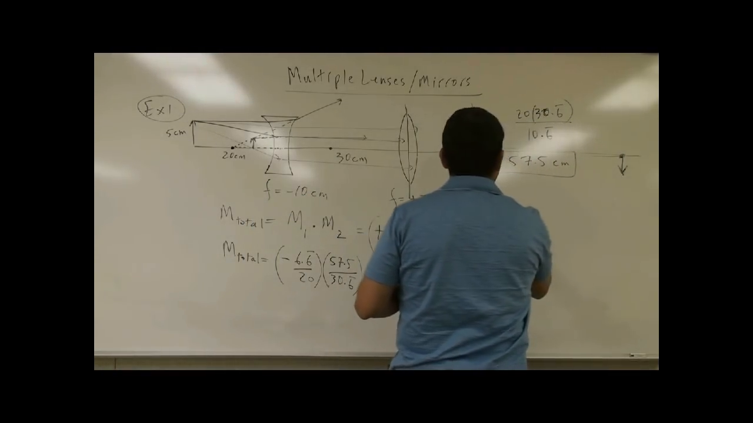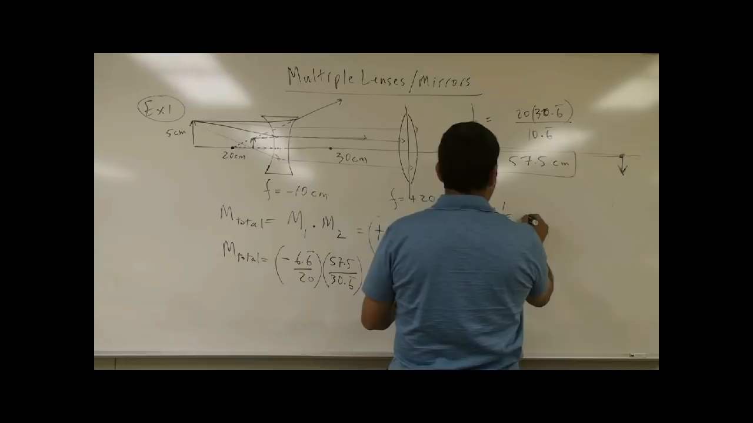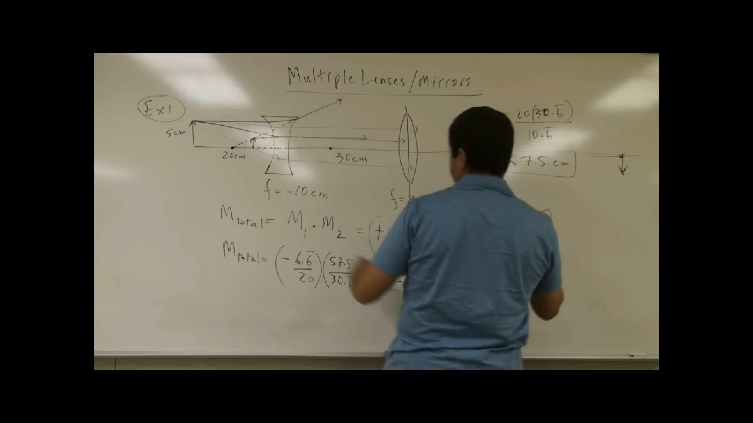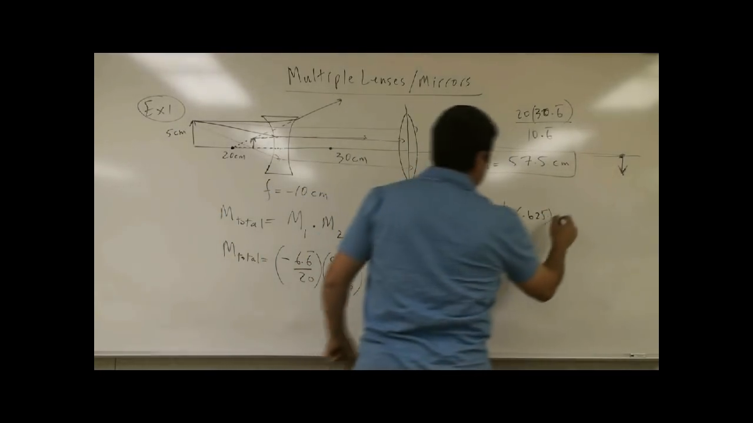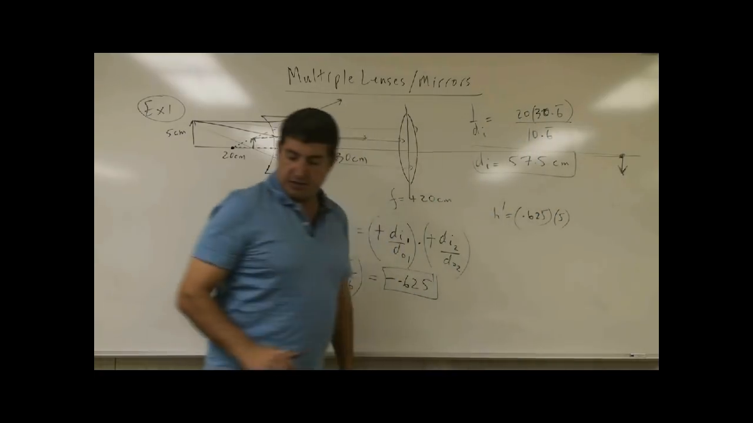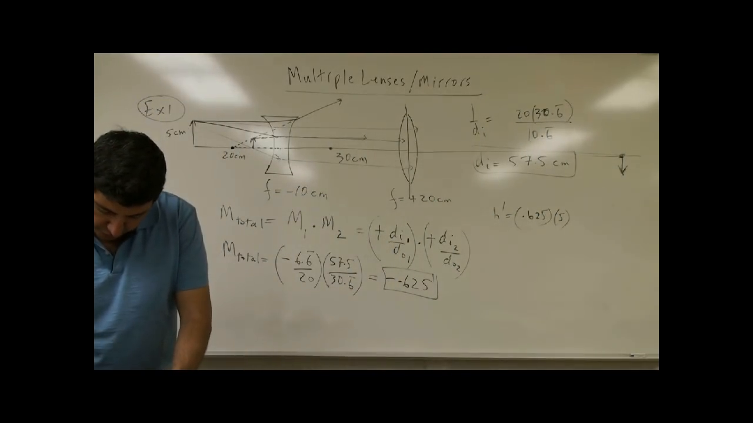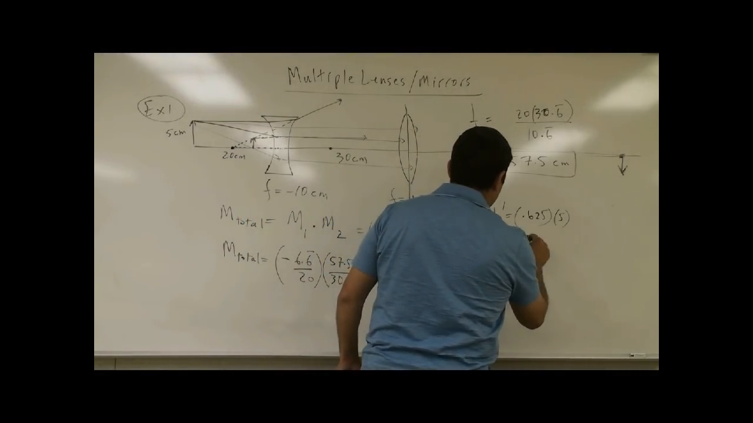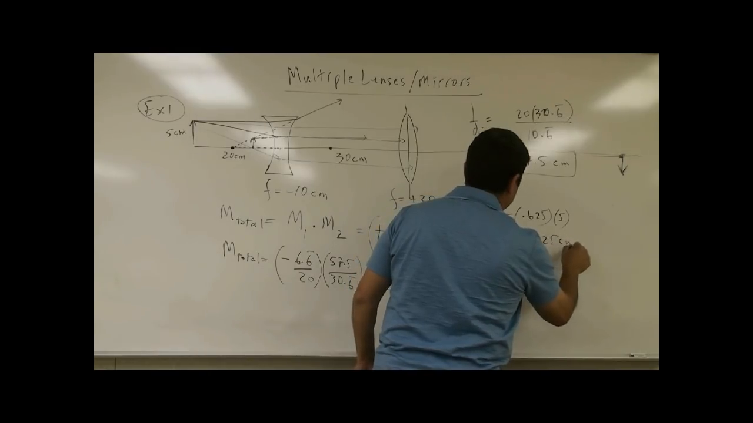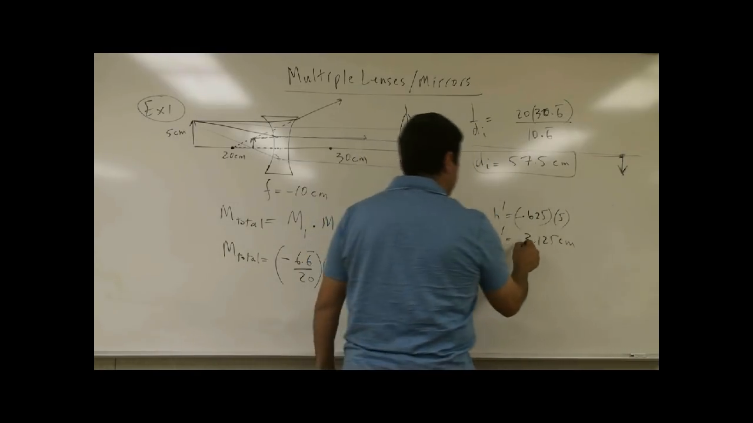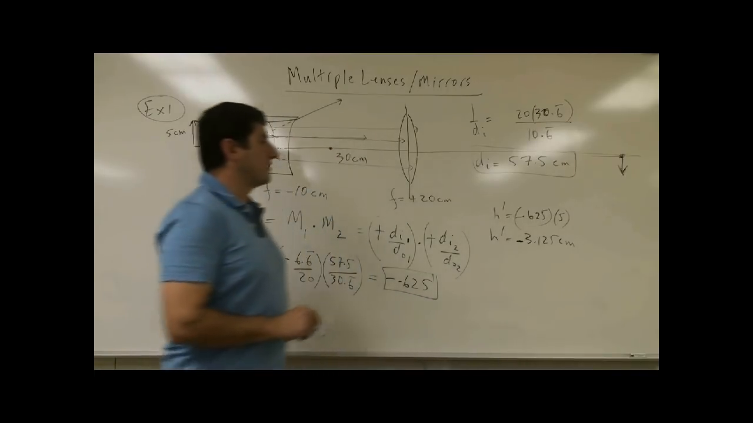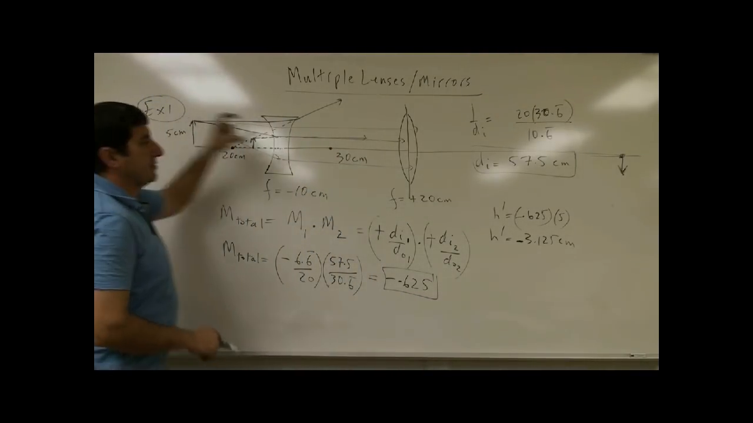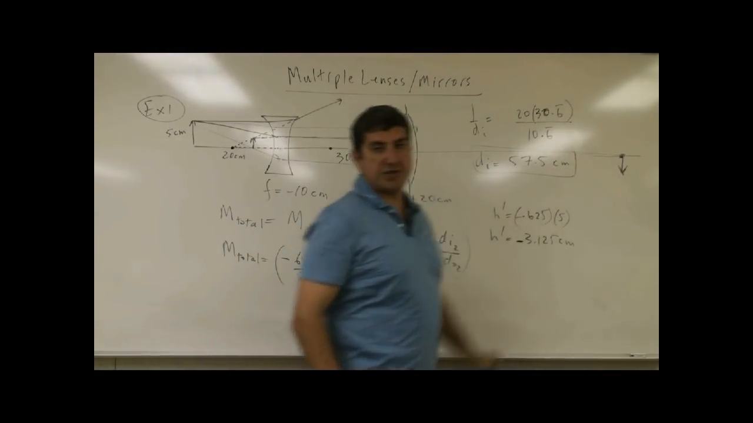What is the height of the image going to be? Well, that's going to be 0.625 times the height of the original object, which was 5 centimeters. So the height of the image, 0.625 times 5, 3.125 centimeters. And since the magnification is negative, we can say it's negative 3 centimeters. So if this is 5 centimeters, this one will be negative 3 centimeters.